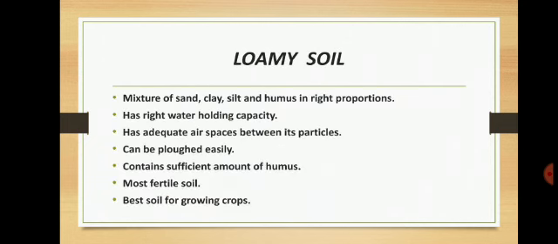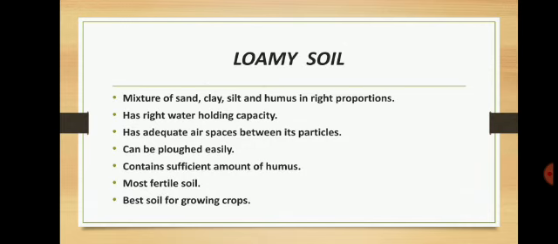Now the next most important type of soil is what? Loamy soil. What is loamy soil? Loamy soil is a mixture of sand, clay, silt and humus in right proportions. It is a mixture of large and small rock particles which impart the desired properties. Loamy soil has the right water holding capacity for the growth of plant, not too much and not too less, the exact amount. The excess water can also drain out through it. Loamy soil has adequate air spaces between its particles to hold sufficient air needed by the plant.